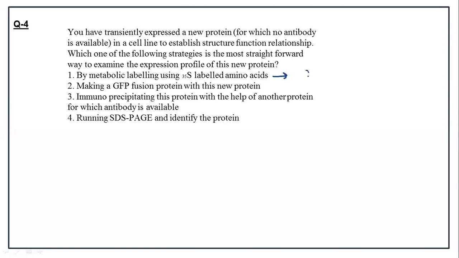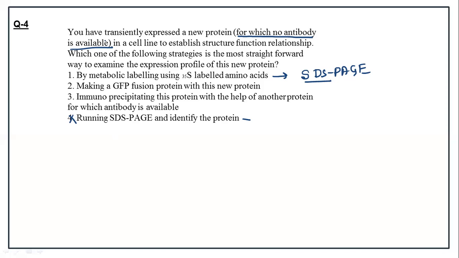Now you know that during western blot or SDS-PAGE, sodium dodecyl sulfate polyacrylamide gel electrophoresis, the separation of proteins is based on their molecular weight, and the SDS makes the protein uniformly charged so that the protein will migrate in one direction only, right? And for that you must use an antibody, right? So to run SDS-PAGE and identify the protein, you need an antibody, but the question says no antibody is available for that protein. Now you have to determine the expression profile of the new protein.